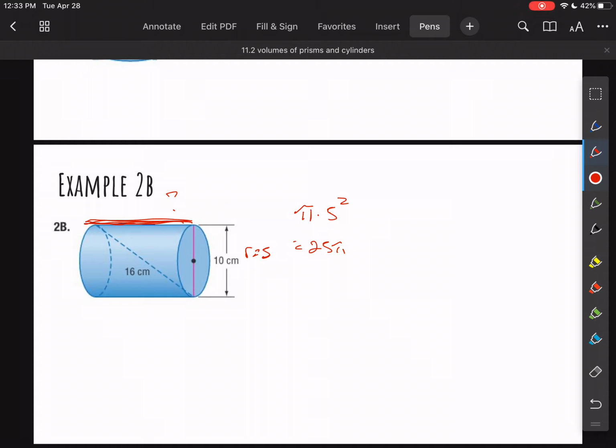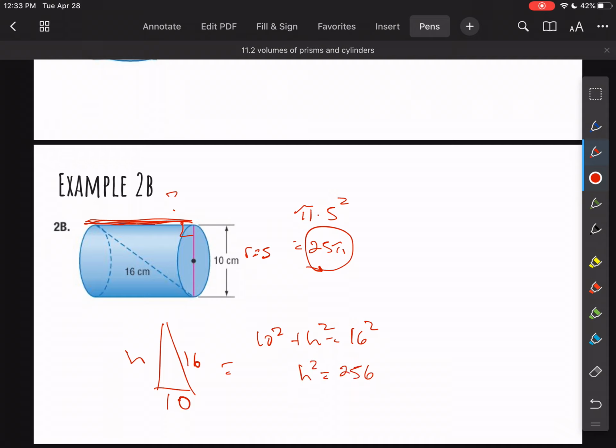25 pi, we'll just leave it in these terms for now, but now I've got to find this height of the cylinder. So notice that just gives me a right triangle on its side, right? So hopefully you're connecting that. This is 10, the hypotenuse is 16, so I can figure out the height. So 10 squared plus h squared equals 16 squared. H squared is equal to 256 minus 100, okay? So h is equal to the square root of 156. If I take the square root of 156, that gives me approximately 12.4. Well, let's just go to 12.5.